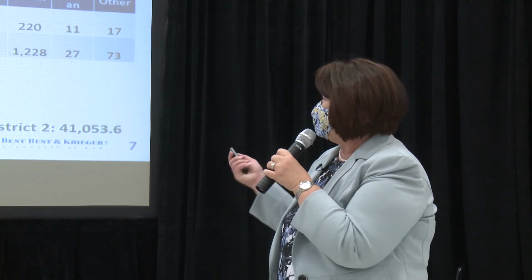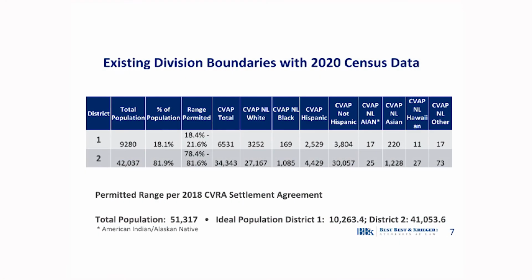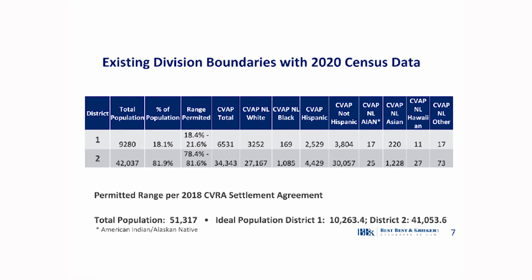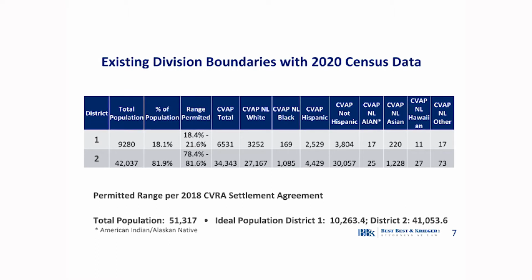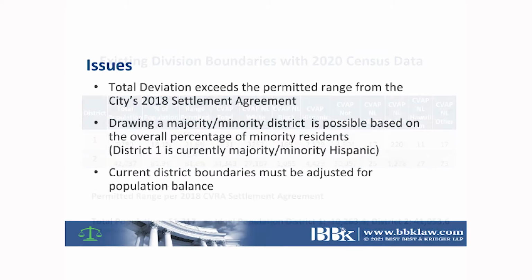I do want to point out there are a couple of acronyms on here. We have the acronym NL, that stands for non-Latino. We have the acronym AIAN. It is not a misspelling for Asian. It actually stands for American Indian Alaskan Native. And the CVRA stands for the California Voting Rights Act.